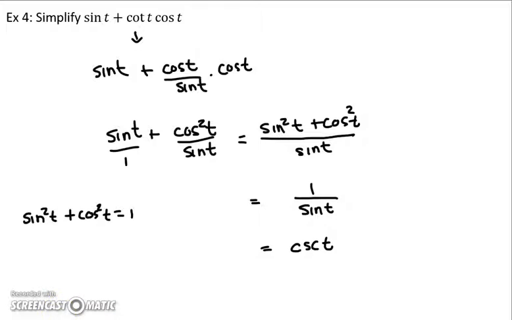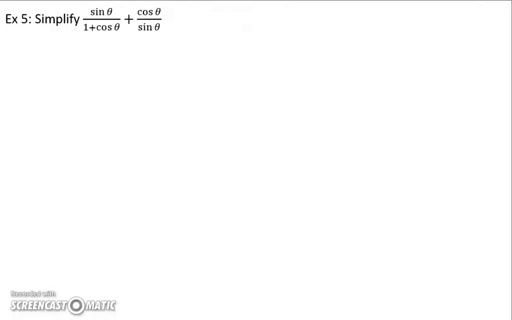Alright, our next example is going to be something similar to what we just did. We have 2 fractions that we're trying to add together, so we need to get a common denominator. Our common denominator is going to be 1 plus cosine of theta times sine of theta.